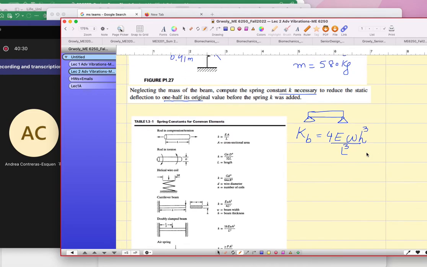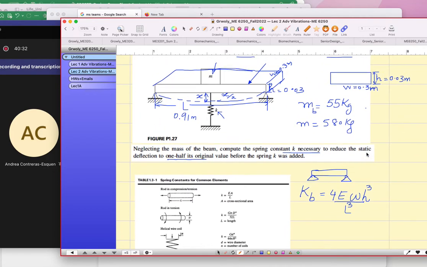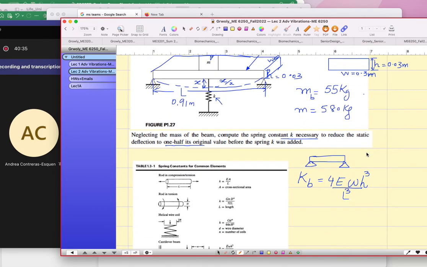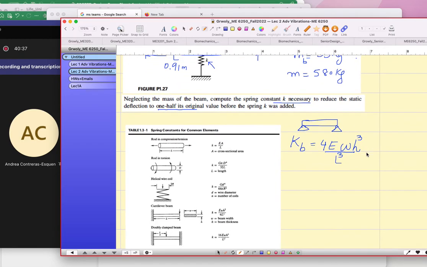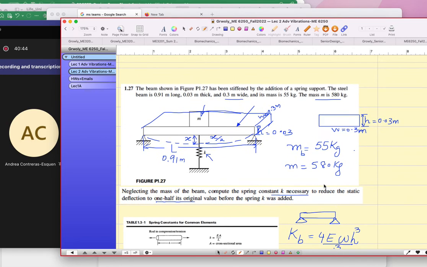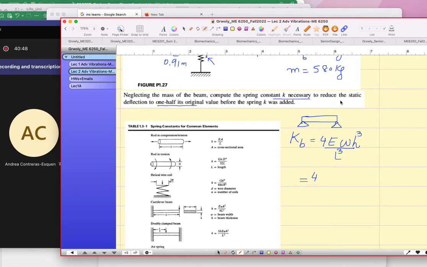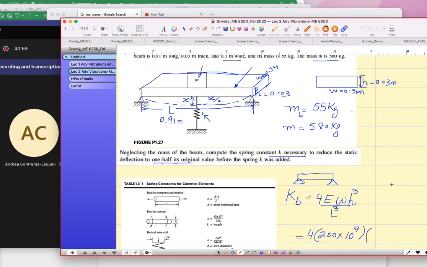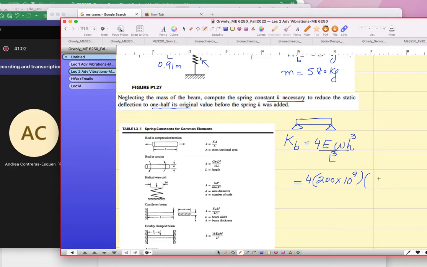Okay, now let's see, this kb is the stiffness of the beam which is simply supported at both ends. So now, if you do me a favor, I just write down the values, open your calculators. This is a steel beam. It is written that steel has Young's modulus 200 gigapascal, and the width of the beam is how much? It is 0.3 meters. Agreed.